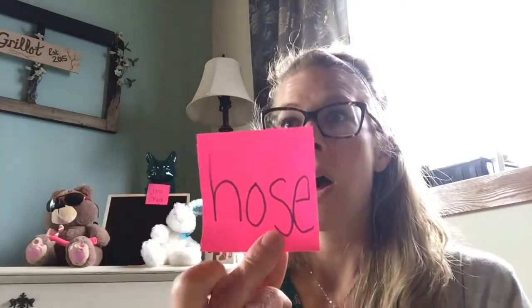So to practice this skill on your worksheet, you're going to see some words and you're going to have to read them. You're going to have to sound them out and decide, is that a real word or a nonsense word? Let's practice right now. Here we go. Hose. Hose. Real word, nonsense word? That's a real word. So on your paper, you would circle it. It's real. Let's do another one.